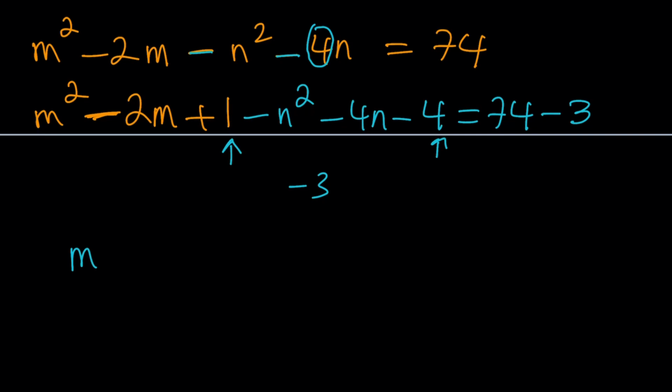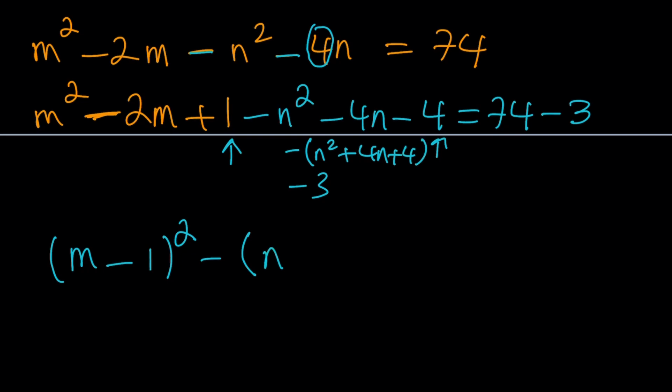This gives me m minus 1 squared. And this expression inside the parentheses, because if you take the negative out, you're basically negating everything inside the parentheses. That gives you n plus 2 squared. And 74 minus 3 is 71. And guess what? 71 is a prime number. Awesome, right? So here's what's going to happen.